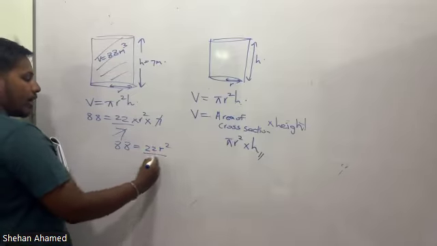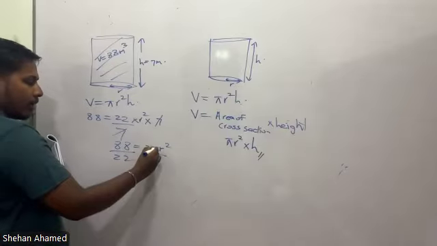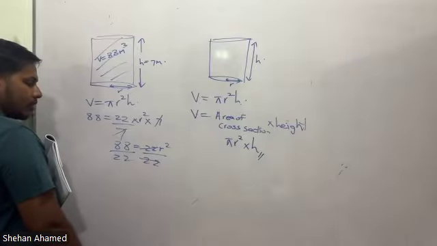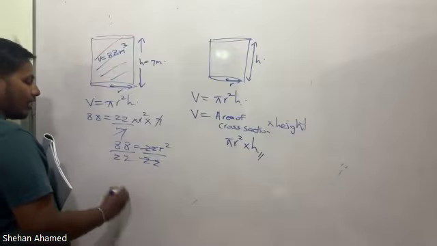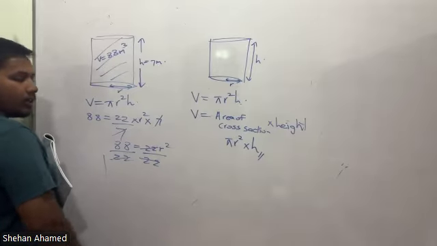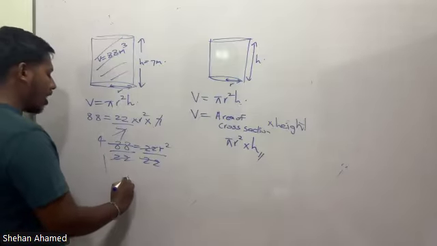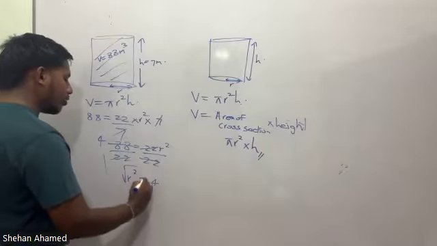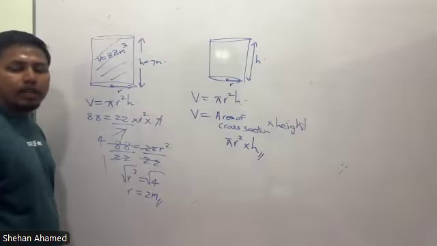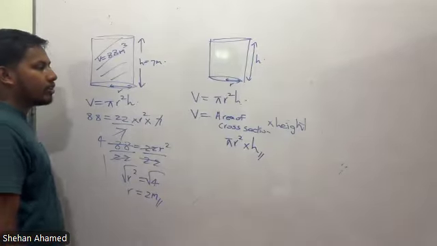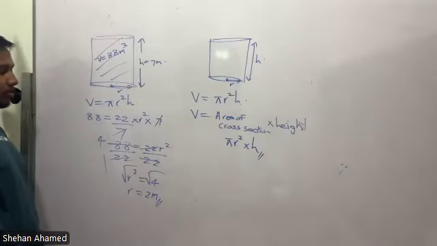After that, I can divide by 22 both sides. 22 and 22 cancel. 88 divided by 22 gives 4. 22 times 1 is 22, 22 times 4 is 88. Right. r squared is equal to 4. Take the square root. r is equal to 2 meters. This is what they are expecting in your question. This is the theorem that you are going to implement and do the question.